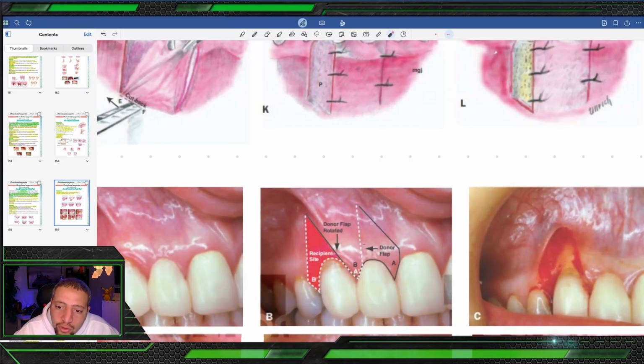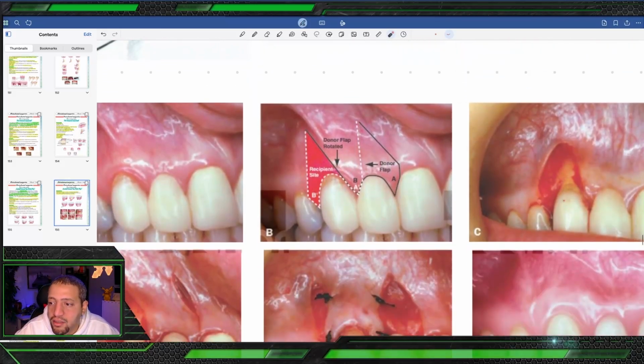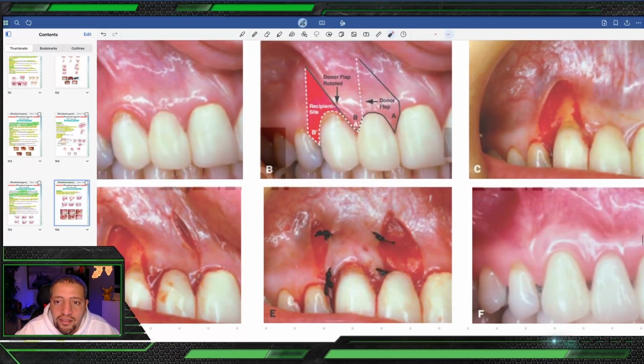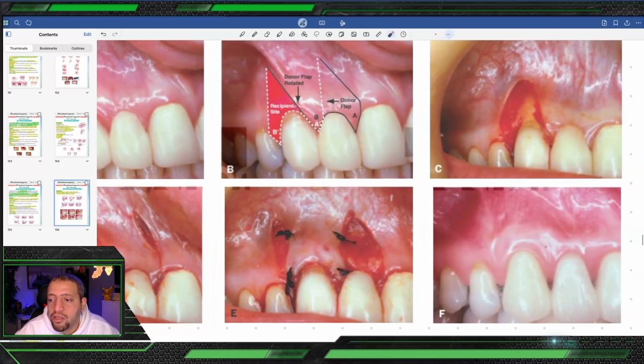So here we have the donor flap and here the recipient side. So we're going to cut here and then we're going to stretch it to come here. And this is the picture and this is the final. So this one comes from here to be here, exposing bone here, and here he used the partial thickness flap, and the results are amazing.